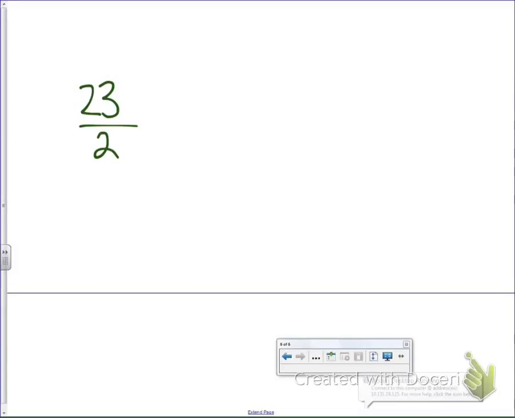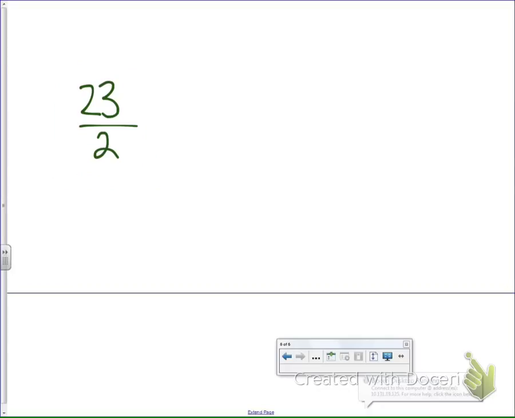Alright, I want to talk about a problem we run into sometimes when we're working with fractions. We have improper fractions, but we want them to be mixed numbers, where we see a whole number and then a fraction remaining. So what I did first is I gave us a starting point. We have 23 halves. Now obviously this is improper because my numerator is greater than my denominator.